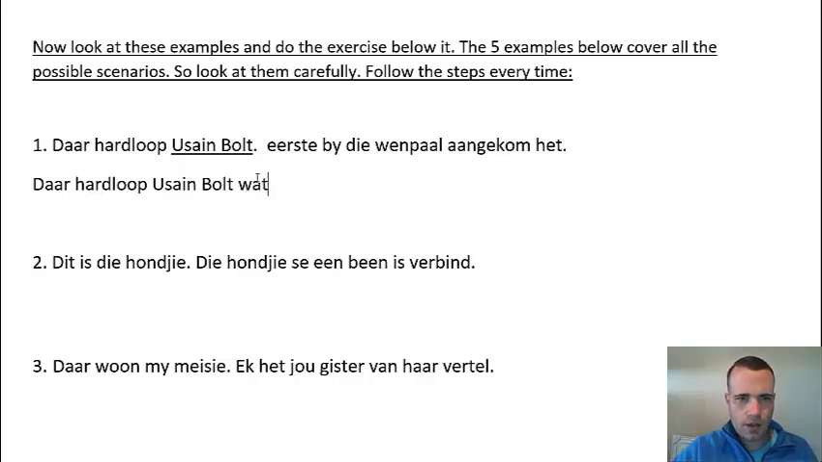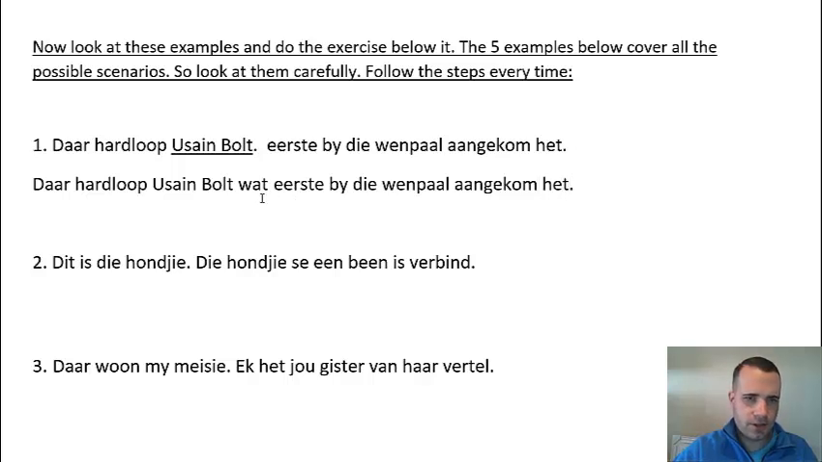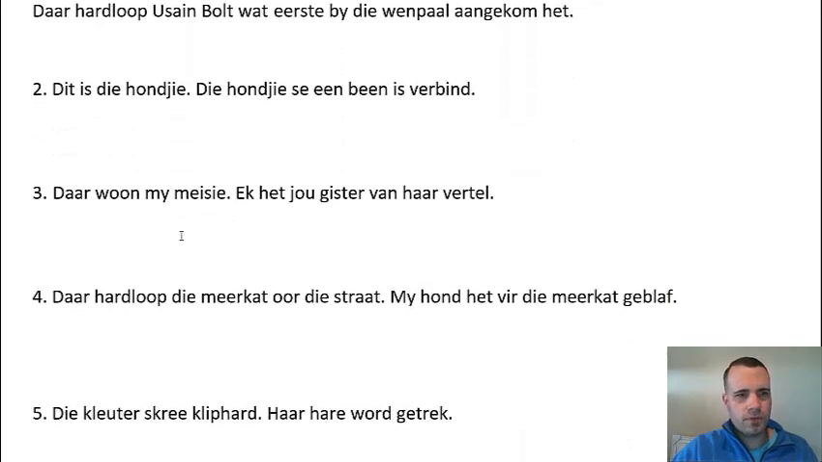Okay, so we found our joining word. There it is, wat. And then the rest of the sentence, just write it out. Wat eerste by die wenpaal aangekom het. Okay, easy as that. There's nothing left there in sentence 2 that we can put after a comma. Alright. Sentence 2. Dit is die hondjie.